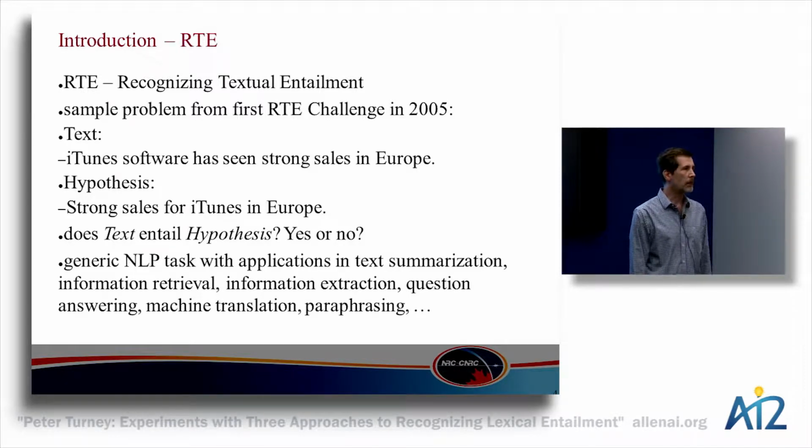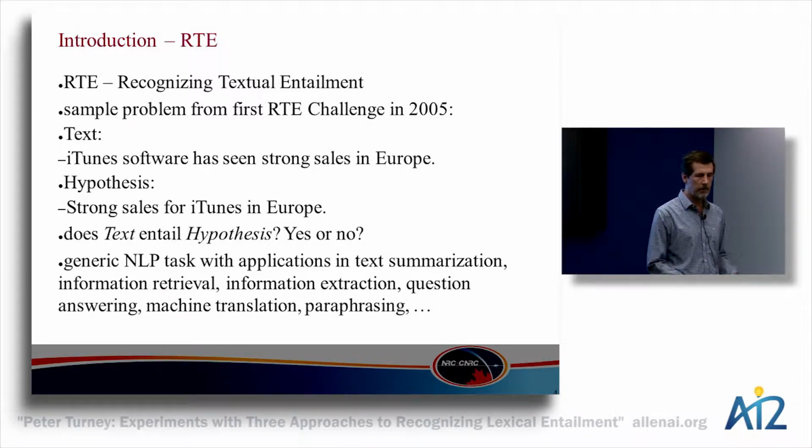Recognizing textual entailment, probably you all know what that is, but here's a little example from the very first RTE challenge in 2005. There's 2 sentences, a text sentence and a hypothesis sentence, and this is a very simple case. iTunes software has seen strong sales in Europe, is the text, and the hypothesis is strong sales for iTunes in Europe. In 2005, these pairs were very simple, but they've grown more and more complicated.